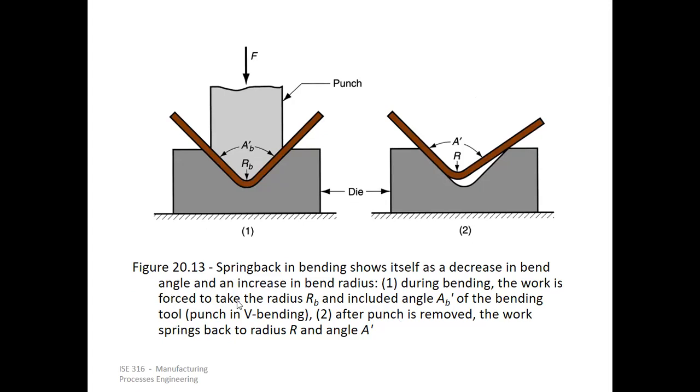So you see here, during bending the work is forced to take the radius RB, as can be seen in the first image. And then it includes an angle AB dash after bending by the punch in V bending. After the punch is removed, the work springs back to the radius R and angle A dash. So RB has changed to R, and the AB dash angle has changed to A dash. So there is a decrease in the bend angle and an increase in the bend radius. So that's what spring back is.